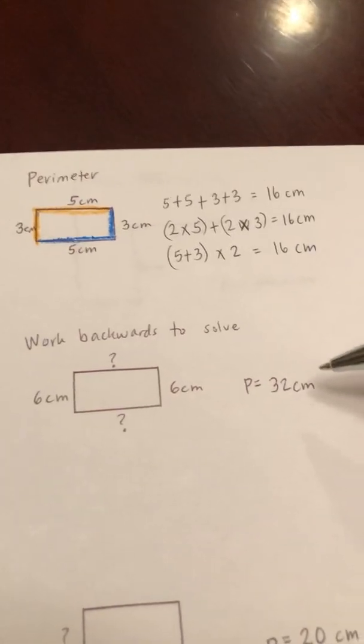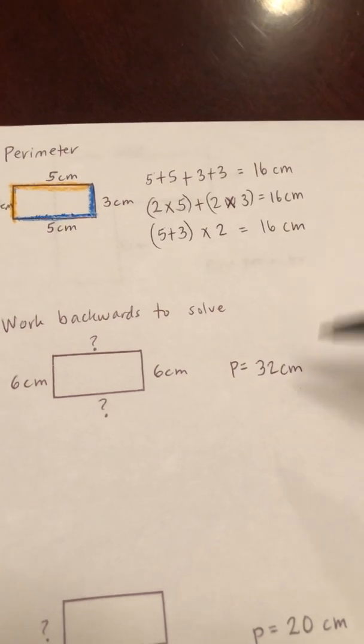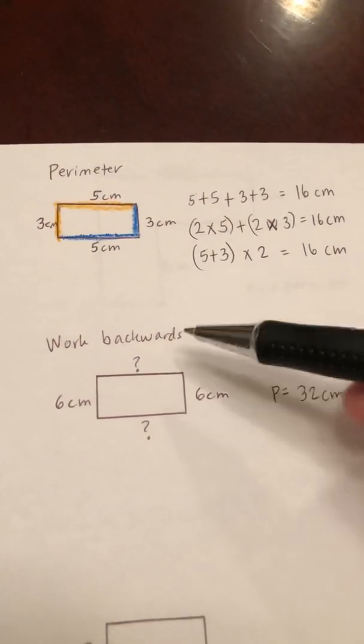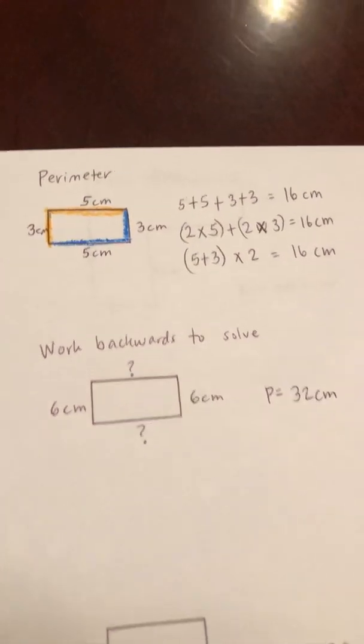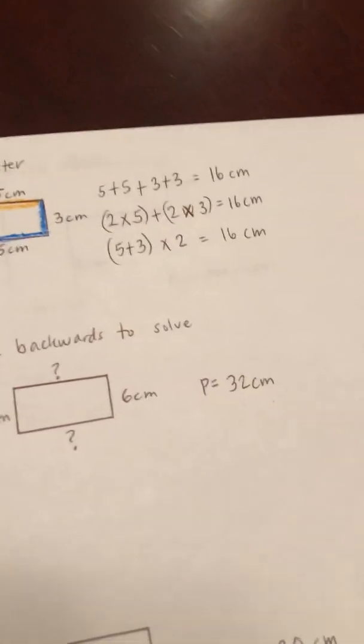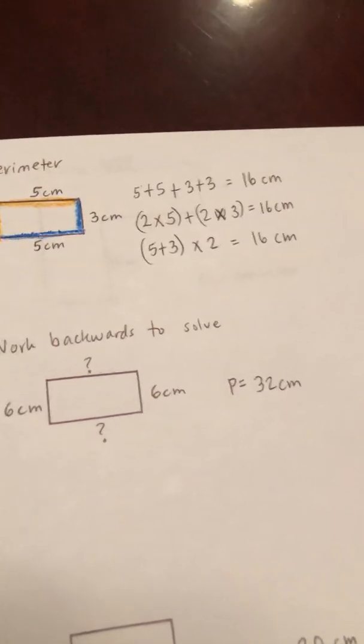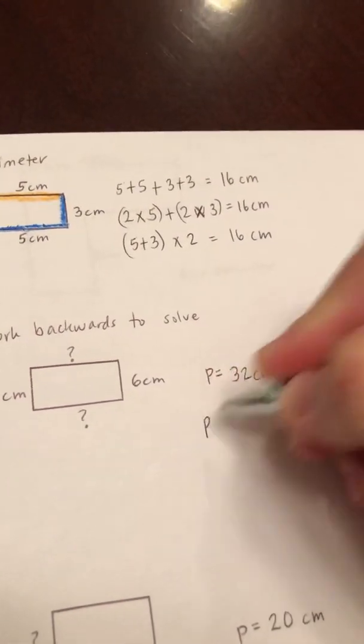Here's how we're going to use it in fourth grade. Now we're going to work backwards to solve. So this time I'm given a perimeter, but I'm not given my lengths. And I have to use my known widths in order to figure out what's missing here. All right, so one strategy is to say, I'm going to use my number sentence here.